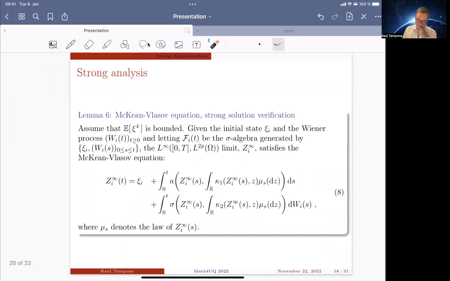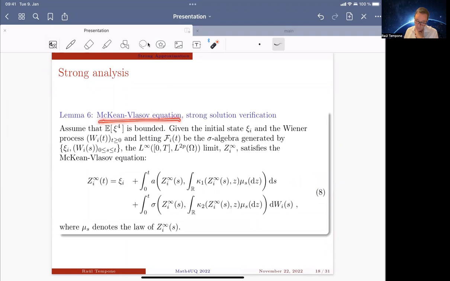But now comes the thing: the McKean-Vlasov equation, the strong solution and verification. So we need this regularity now. The fourth moment should be bounded. Now we give an initial condition Xi and the Wiener process Wi. We again discuss this Zi. We have this limit Zi infinity that existed as d goes to infinity. But now we can verify that this is a strong solution of the McKean-Vlasov equation, that it effectively satisfies this equation. And also one can show uniqueness for the equation as well.